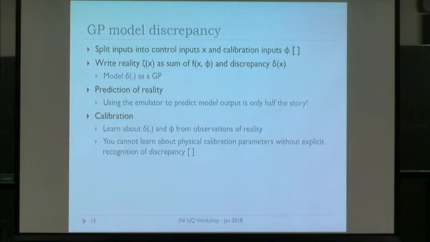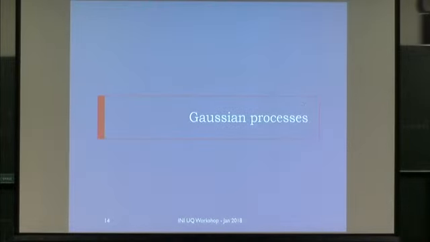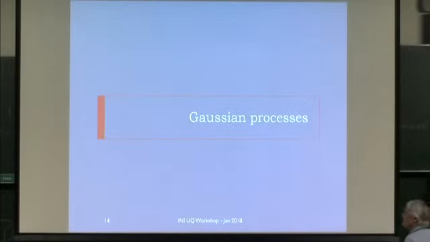And if you do this right, you can learn about both the model discrepancy and the calibration parameters from observational data. But you don't do it unless you recognize the existence of the model discrepancy. And there's an important reference there which will be in the final version. Okay. That's what, if you like, all of that was introduction. That's why we do all this stuff, what we can do with it.